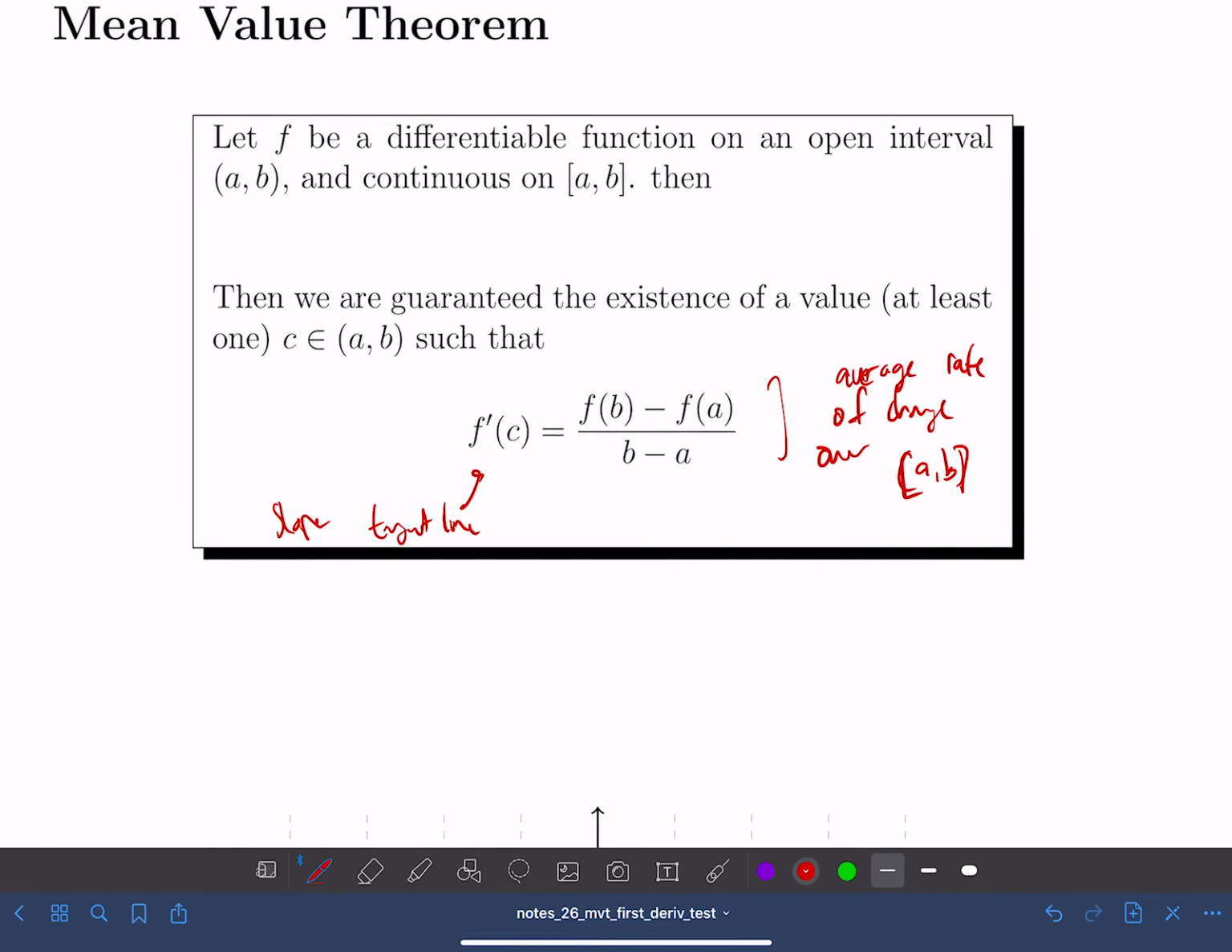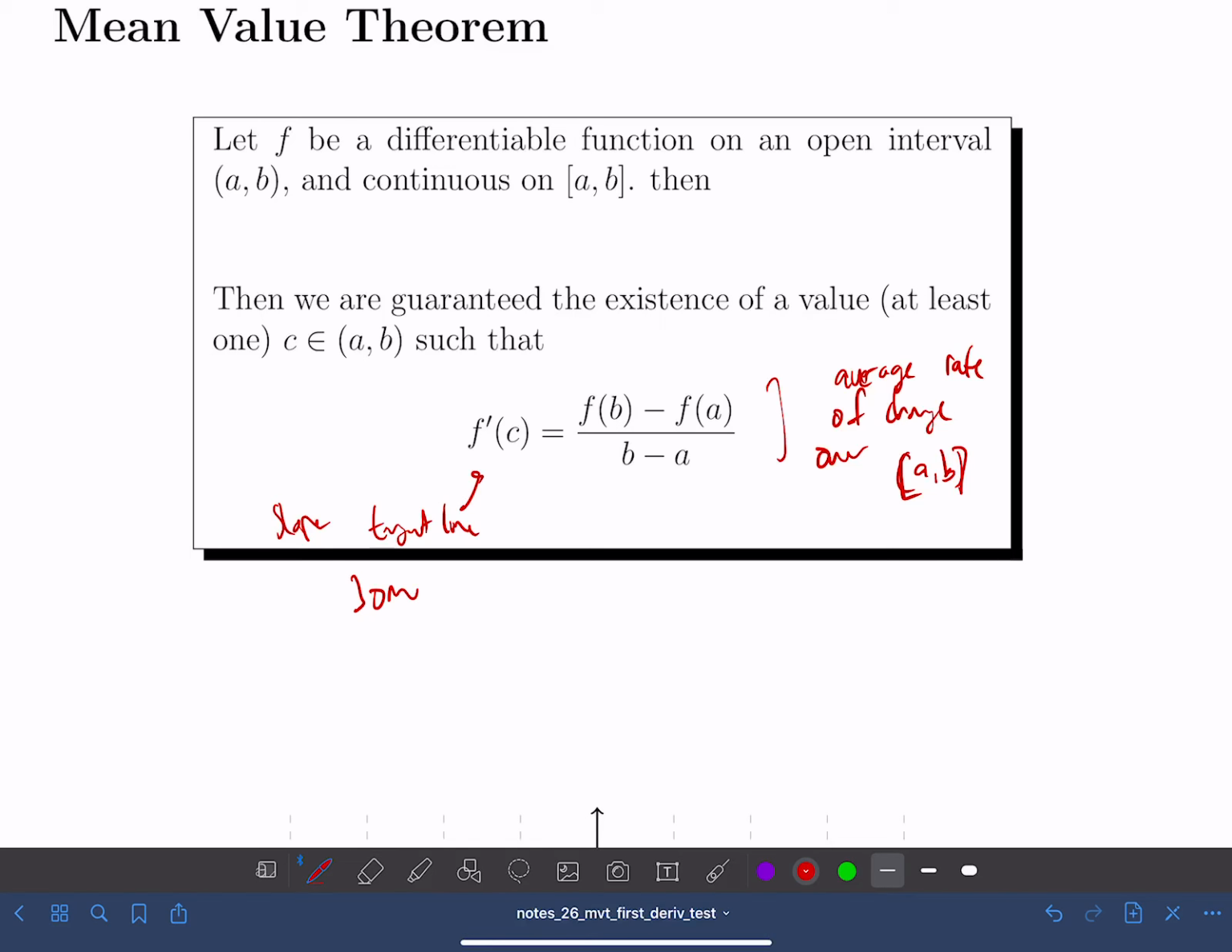That is to say that somewhere f prime must take on the average rate of change. I think I need an f prime. F prime must take on the average rate of change. The handwriting is getting sloppy. I'm very hungry. I apologize.